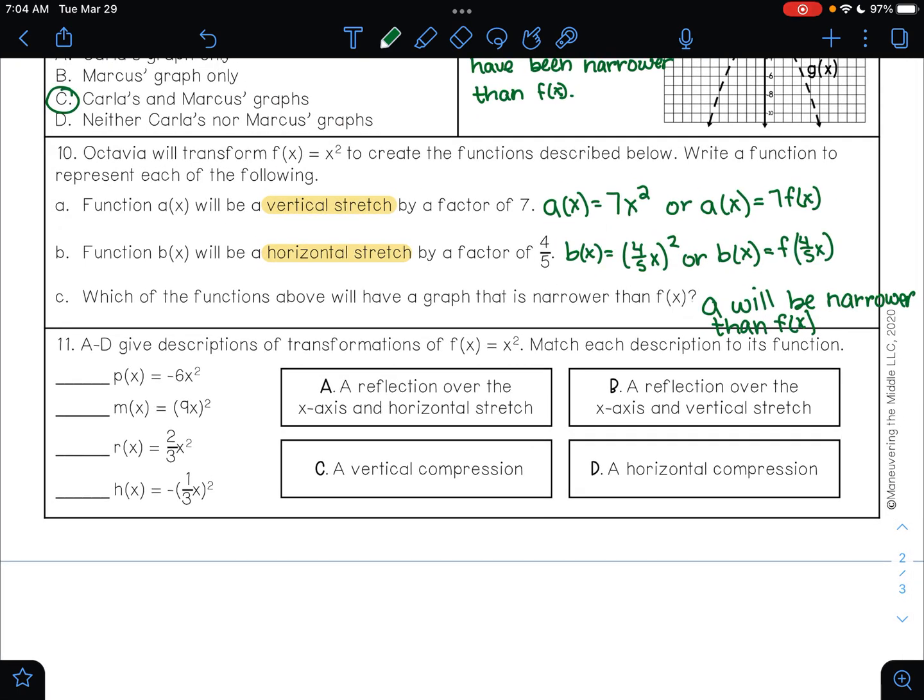Okay, last but not least, A through D gives descriptions of transformations of x squared. Match the description to its function. So let's see. I like to start with what I know. So let's look at P of x. I know that this right here is going to cause a reflection, and then that 6 is going to be a vertical stretch. So I want a reflection and a vertical stretch, which is answer choice B.